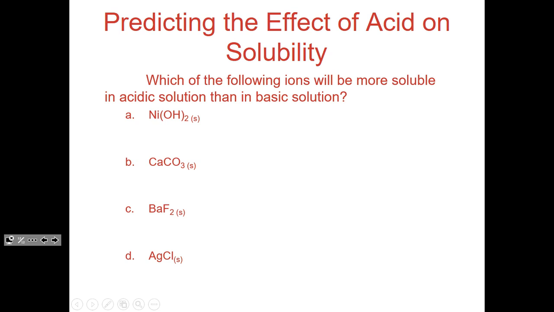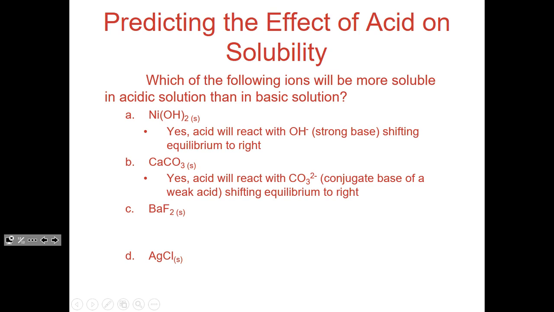Now, last thing I want to look at here is how the following ions would be affected by making the solution more acidic. Now remember, in an active anion situation, it's going to react with an acid, increasing the solubility. So what we're looking for here is active anions. Well, in nickel hydroxide, OH- is definitely an active anion. That's going to react with the H+, shifting equilibrium to the right and causing an increase in the solubility.